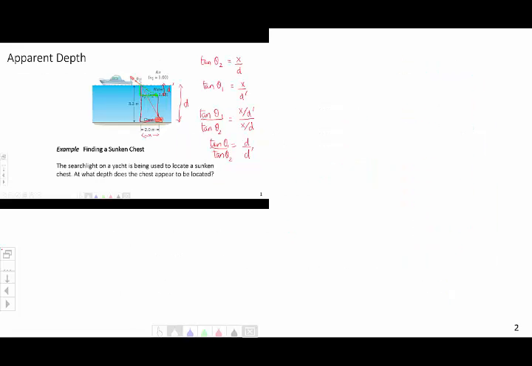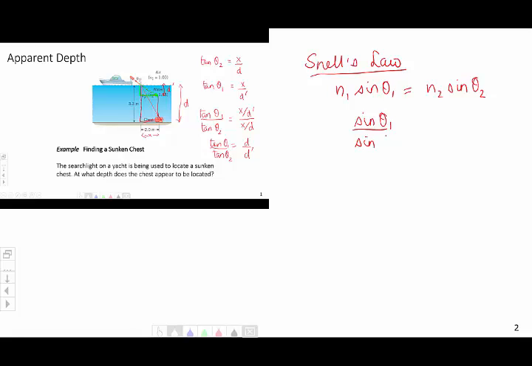But what do we do next? We want to use Snell's law. n1 sine theta 1 is equal to n2 sine theta 2. So what we get is sine theta 1 divided by sine theta 2 is equal to n2 over n1. What we have is two different relations, one for the ratio of the tangents of the angle, one for the ratio of the sines of the angle.